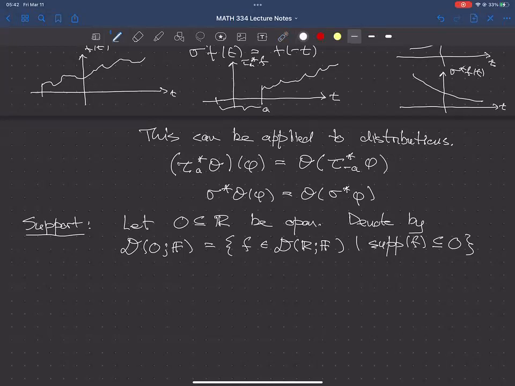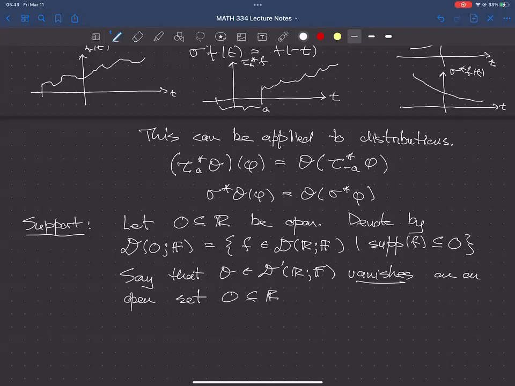We say that theta, a distribution, vanishes on an open set O if theta of phi is equal to 0 for all phis whose support is contained in O. Apologies for my O's looking like zeros, but I need O.